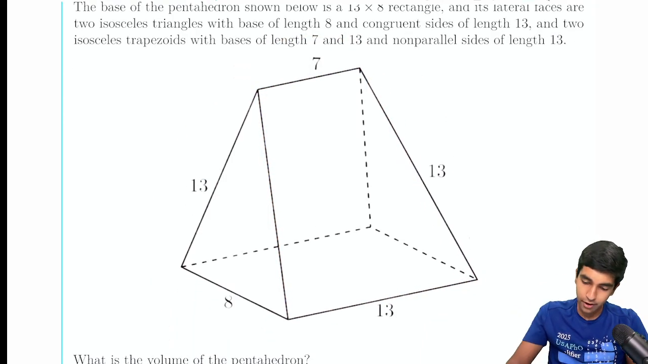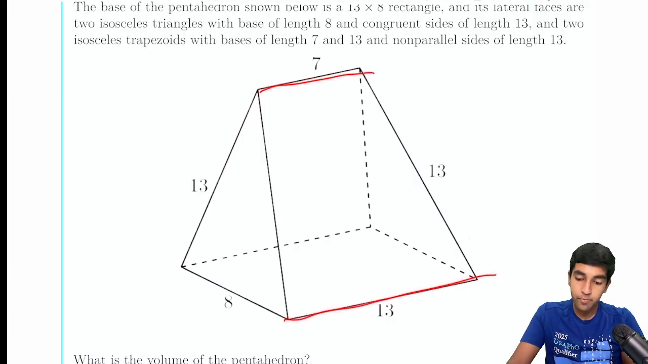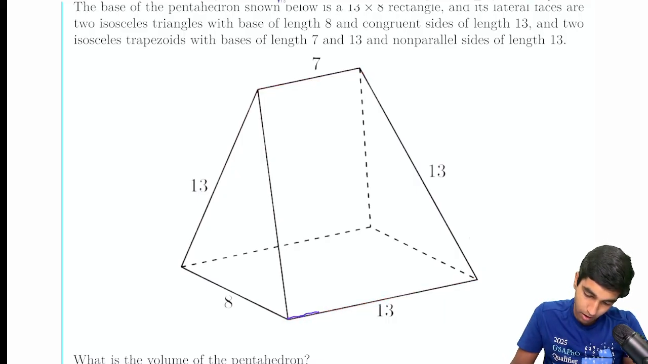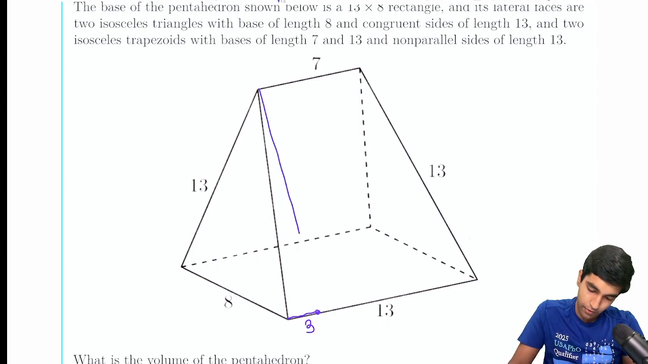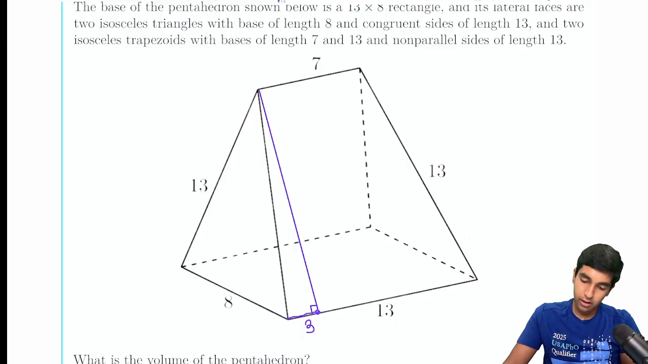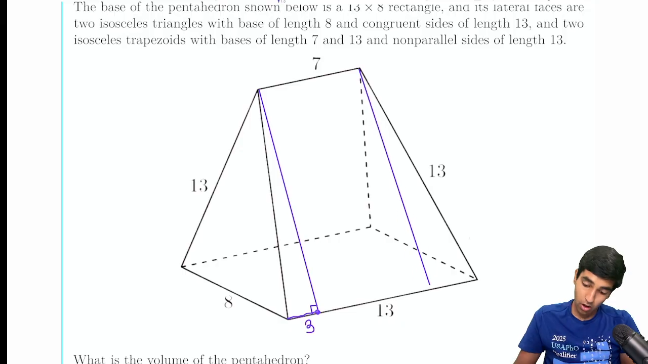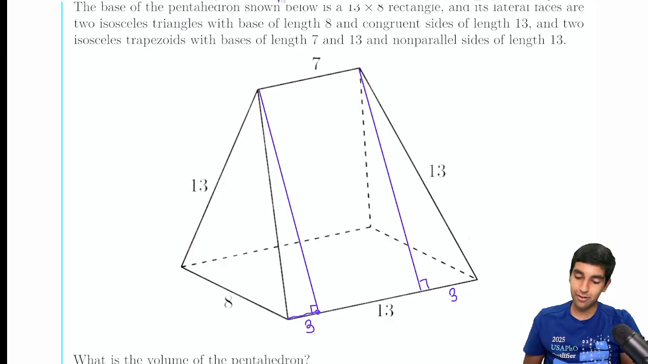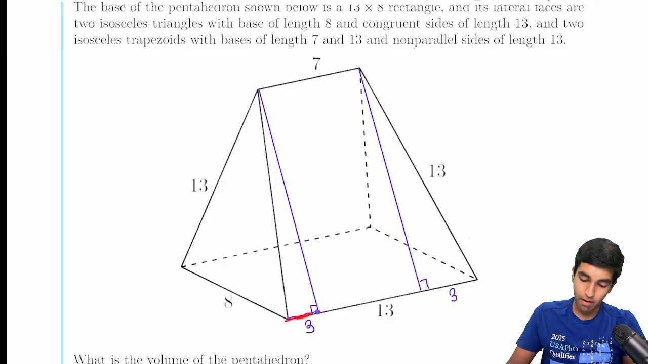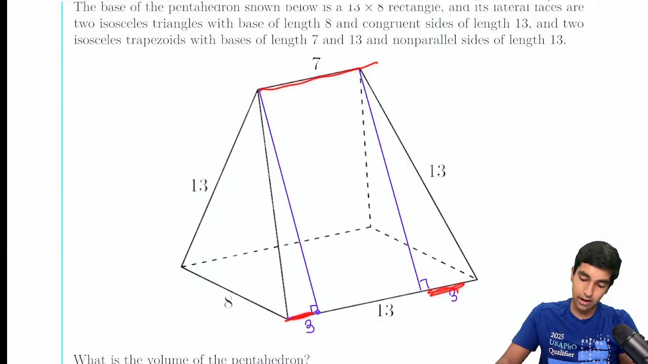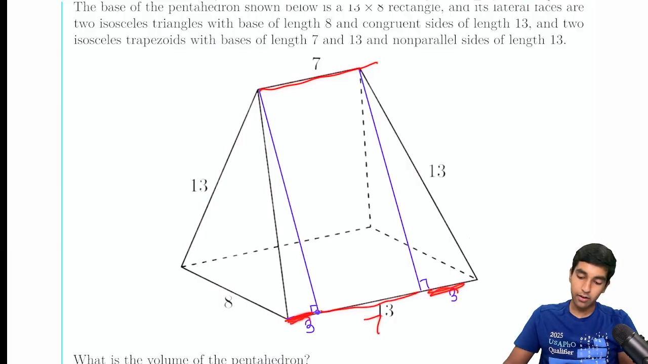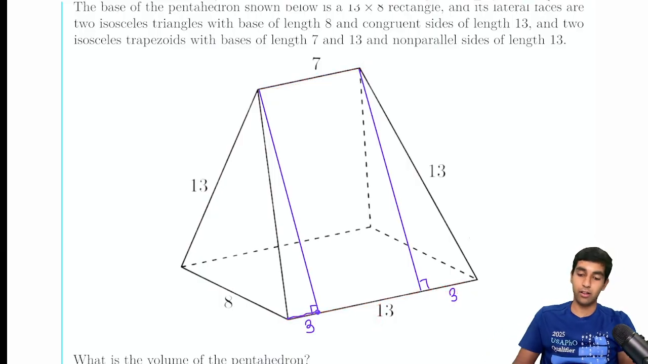First things first, we have this as 7, we have this as 13. We want to figure out what this extra part is. This extra part is nothing but 3. Similarly, this extra part is also going to be just 3. Even though they look very asymmetric, that's just because of the way the diagram is oriented. These parts are equal, 3, because it's an isosceles trapezoid. These are equal, so it's symmetric.